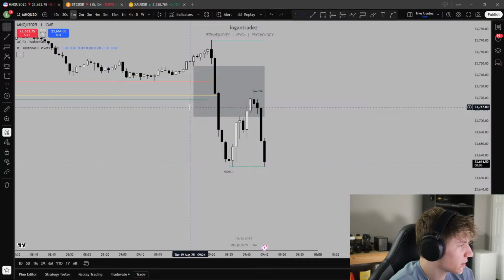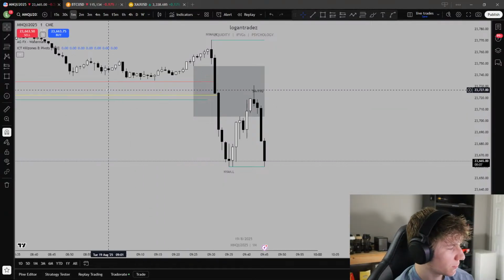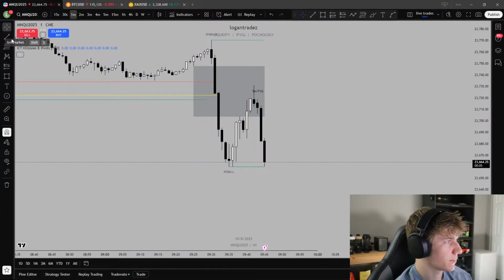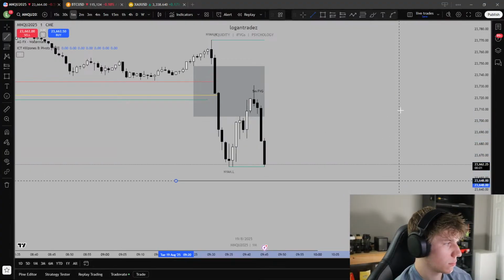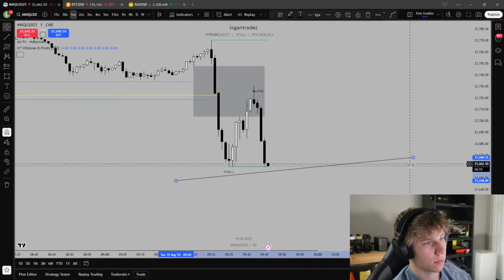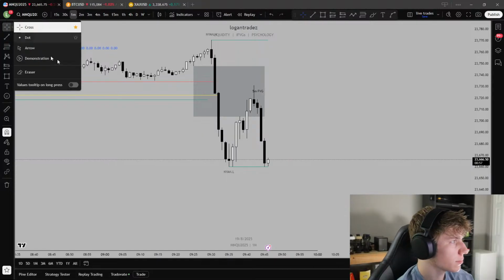How do you make your trend line go straight? Shift. If you hit shift. No problem.